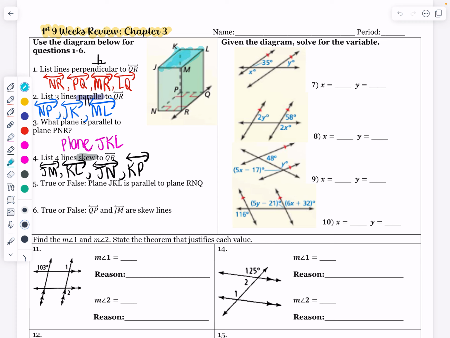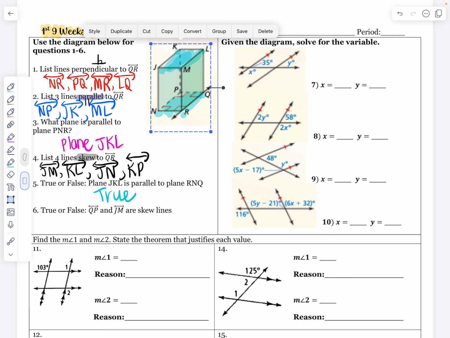All right, true or false: plane JKL, so let's find it, JKL, that's this top plane, the ceiling, is parallel to RNQ. Let's find that, RNQ. Are those parallel? The ceiling and the floor are in fact parallel, so that is going to be true. Again, I'm going to clear the picture every time just to help me focus.